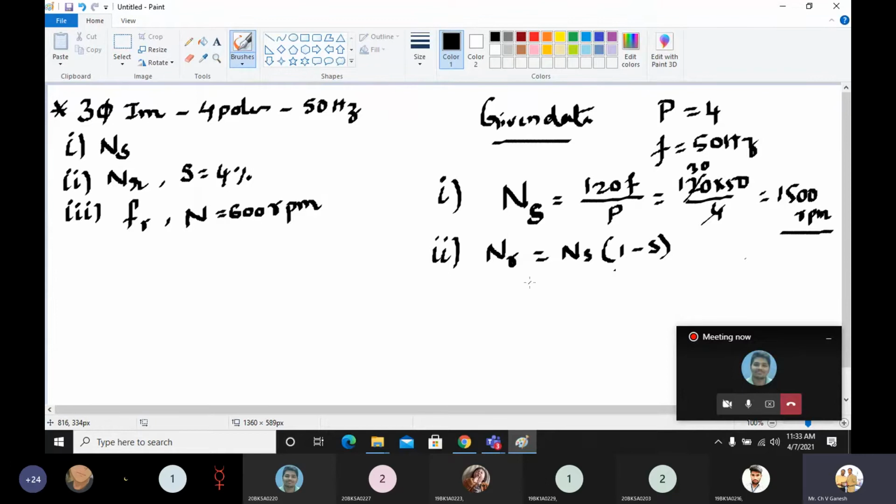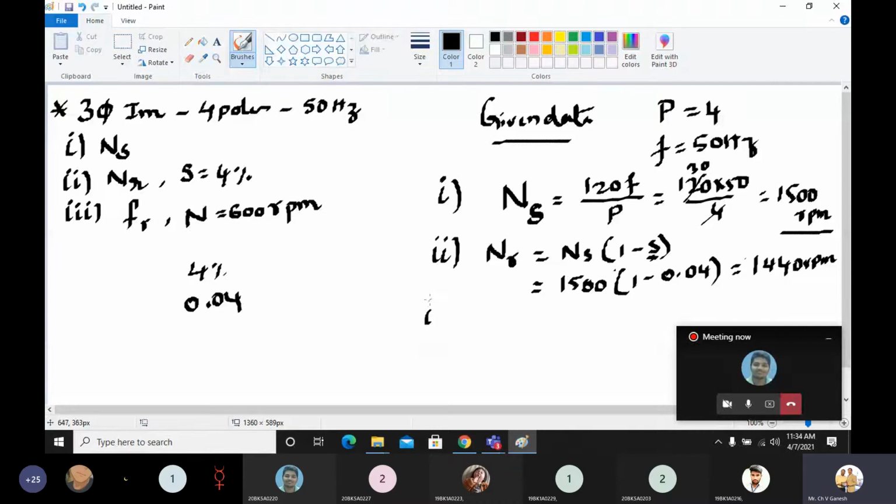Next, I need to find out the rotor speed. I know the synchronous speed, that is 1500 rpm. What is the slip value? It is 4%. What is the value of 4%? 0.04. Then the rotor speed is 1440 rpm only. Your slip is 4%, and if you convert the 4% value, it is nothing but 0.04.